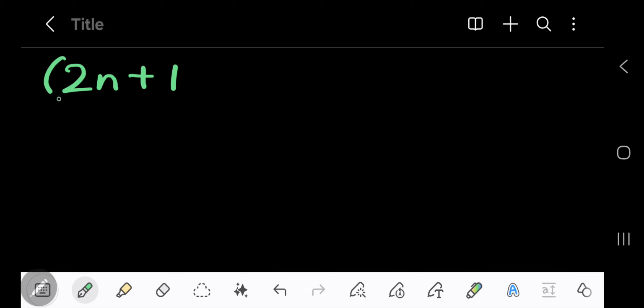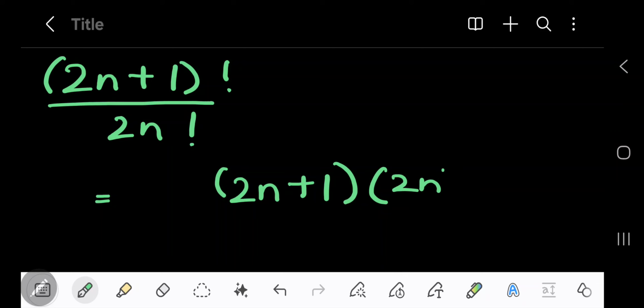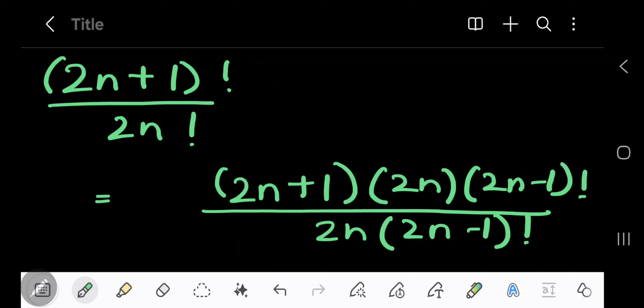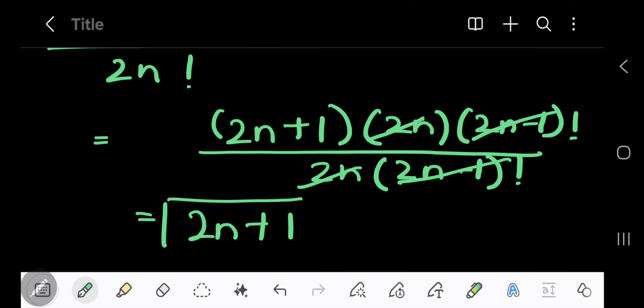Alright, say you have 2n plus 1 whole factorial divided by 2n factorial. 2n plus 1 factorial is 2n plus 1 times 2n times 2n minus 1 factorial. And 2n factorial is 2n times 2n minus 1 factorial. These both cancel. All you're left with is 2n plus 1. And that's the answer.